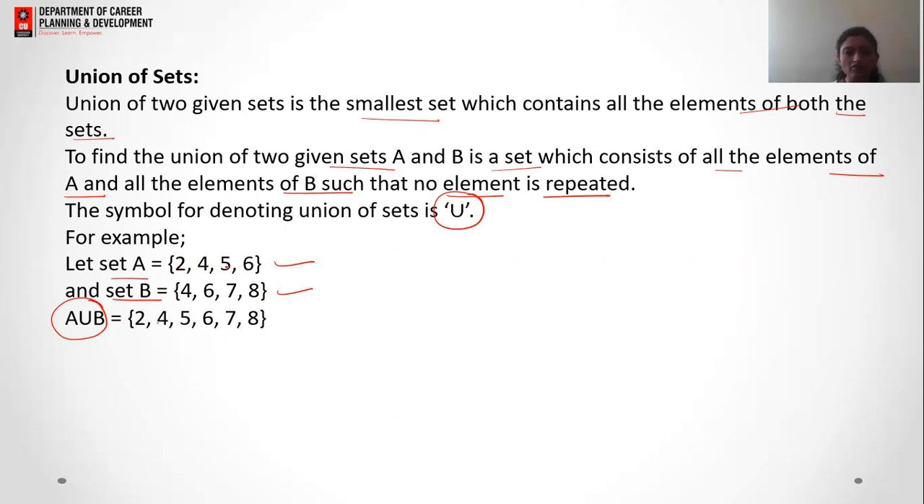2, 4, 5, 6, 7, 8. So this is the union of two sets.